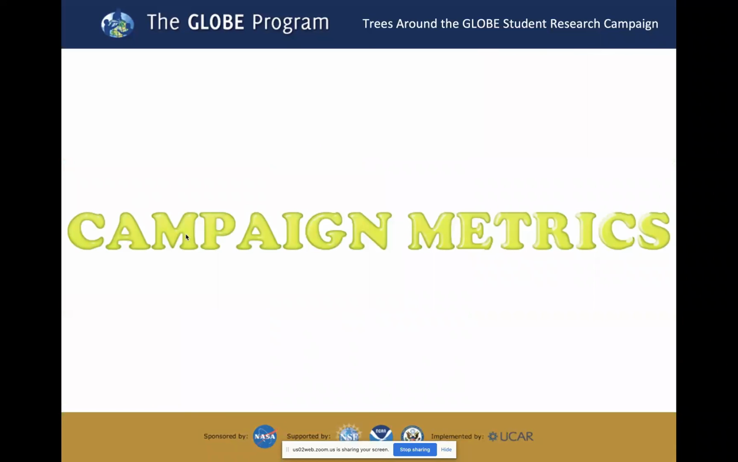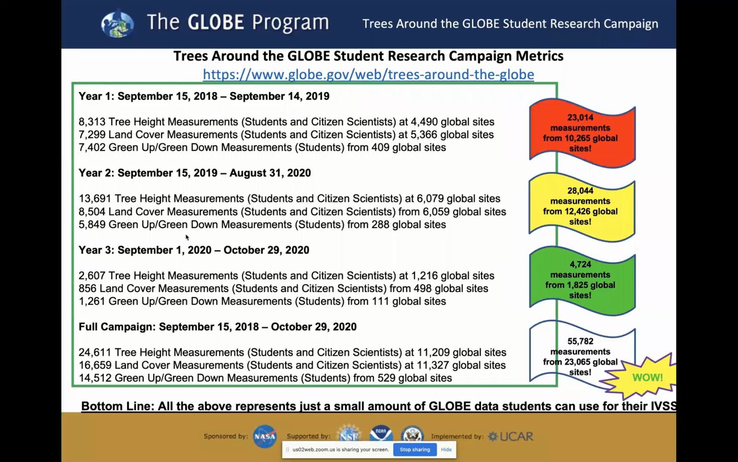All right. So let me show you about what we've done with the campaign so far. This is the Trees Around the Globe Student Research Campaign. We started September 15, 2018. That is actually when the ICESat-2 satellite launched into space to start its observations from space. If you go all the way to the bottom here, in the white flag, if you add the tree height, land cover, and green up, green down measurements from students and citizen scientists as part of the campaign, we have 55,782 actual individual measurements and observations coming in from over 23,000 global locations across the world.